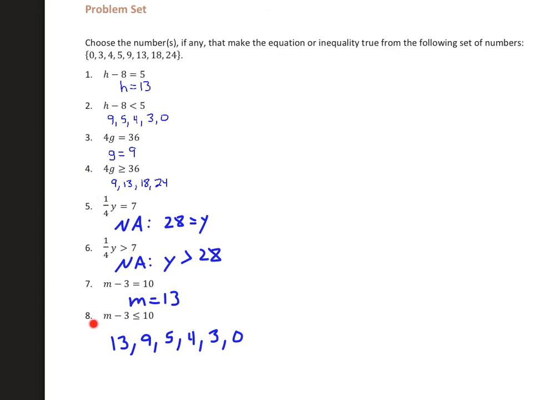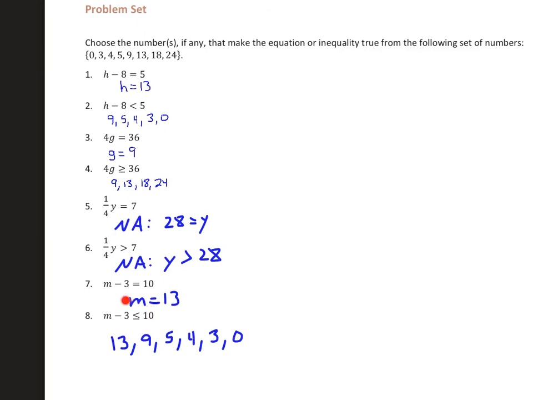Okay, and 5 through 8. 5 and 6, the numbers are not available because a fourth of 28 is 7, and 28 is not an option, so I wrote not available. Y would have to equal 28. And also not available is number 6, because this has to be greater than 7, which would mean the answer would have to be greater than 28 for y.